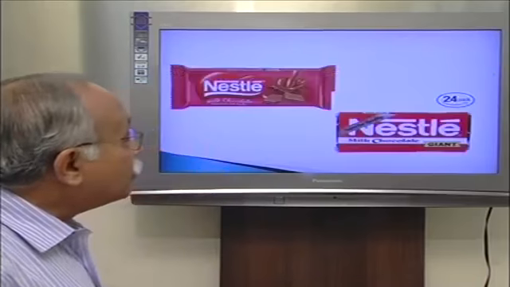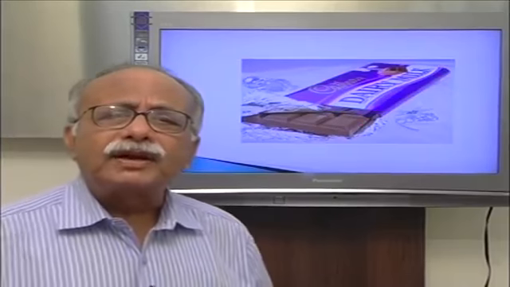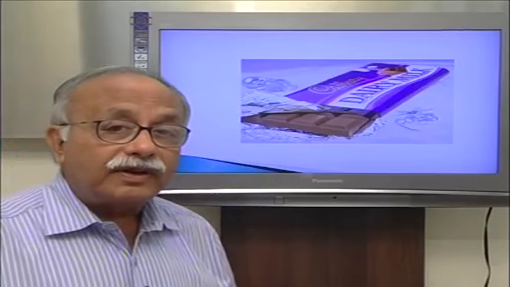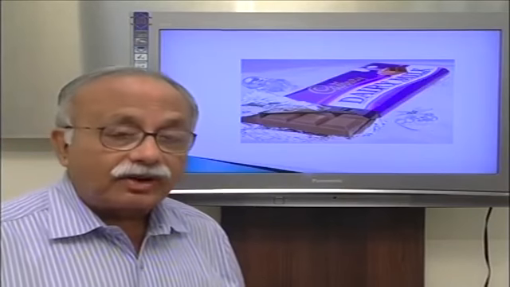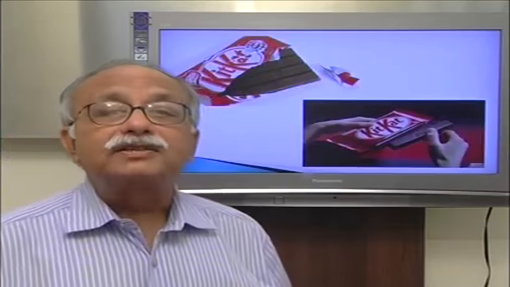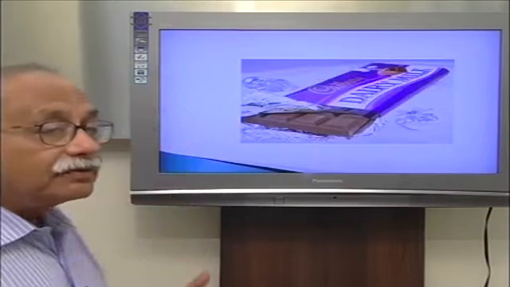Now see, both are big companies. Both are spending so much money on advertising and promotion. Their products are so good. Yet when it comes to the customer, we discover that for a wafer coated with chocolate, Nestle is more popular than Cadbury, whereas for a milk chocolate, Cadbury is more popular.